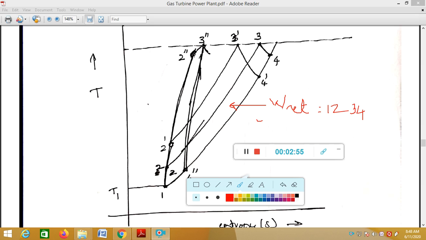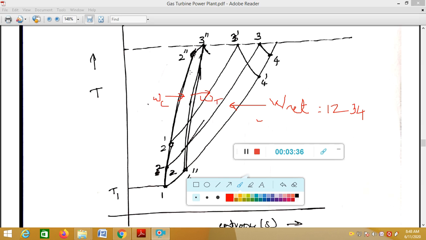Then 2 double dash to 3 double dash is heat added in the combustion chamber from T2 dash to T3 dash. Again, 3 dash to 4 dash is the expansion of the gases in the turbine. So here the heat added is very small, from 2 double dash to 3 double dash. Then the compressor work 1, 2 dash and the turbine work 3 dash, 4 dash are very large.